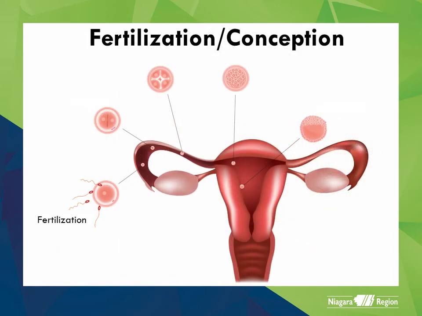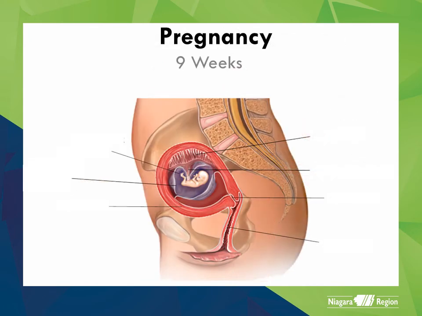When the union of the ovulated egg occurs with the sperm cell, the male gamete, a zygote will form, followed by morulation, formation of morula and blastula and its implantation in the uterine wall, followed by gastrulation and organogenesis. This is the view of the first 9 weeks of pregnancy.